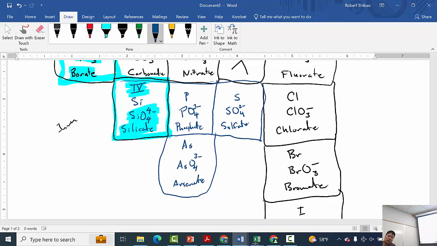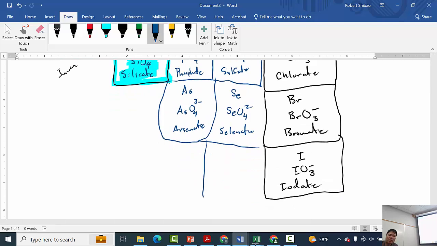Okay, what's below sulfur? Selenium. And we want to figure out what selenate is. What is selenate? Se. Now we've got to guess how many oxygens? 4. And the charge? Yeah, -2. So selenate would be that.